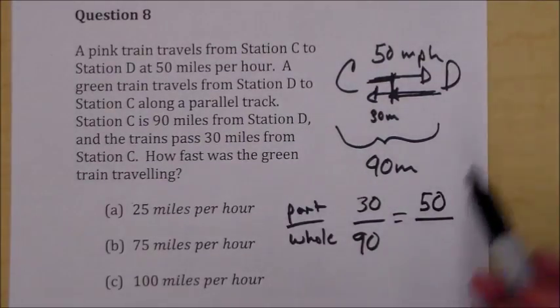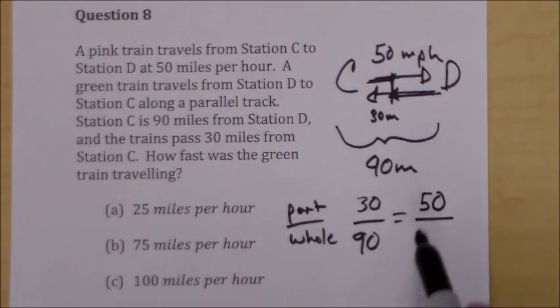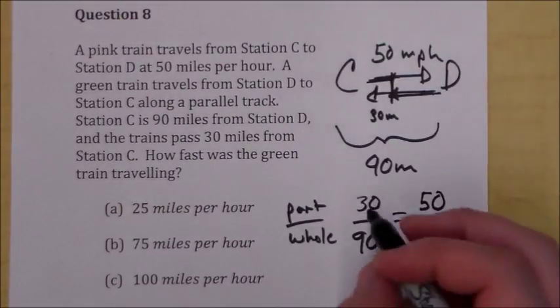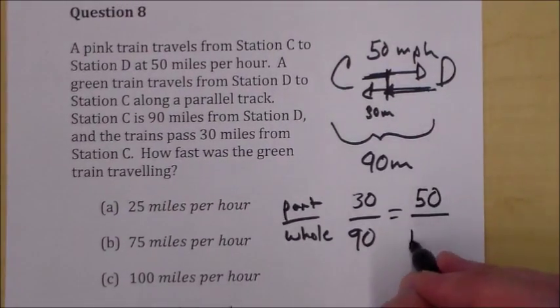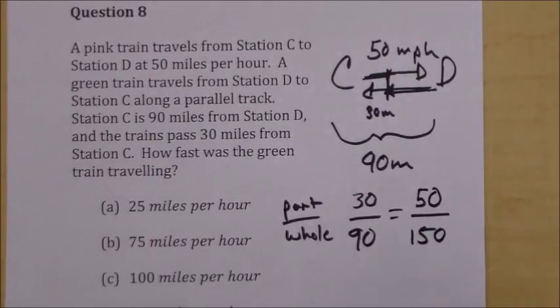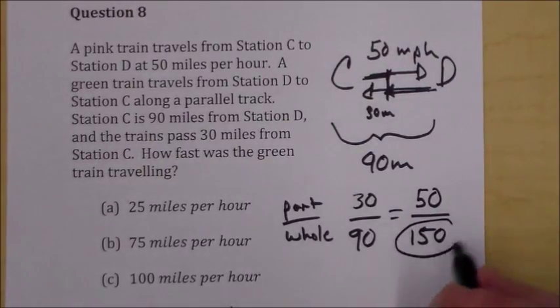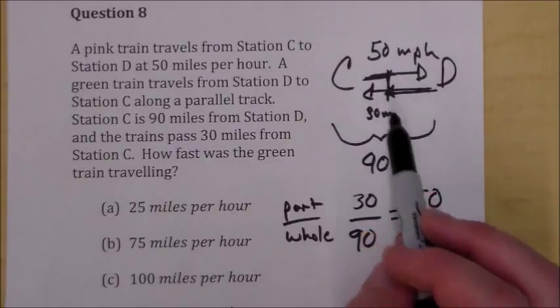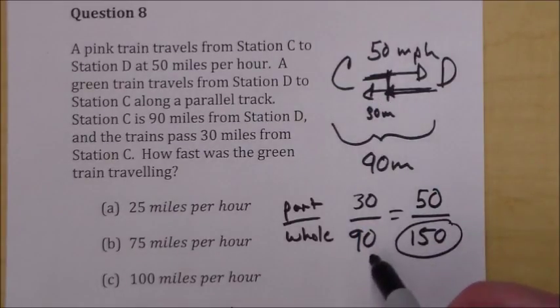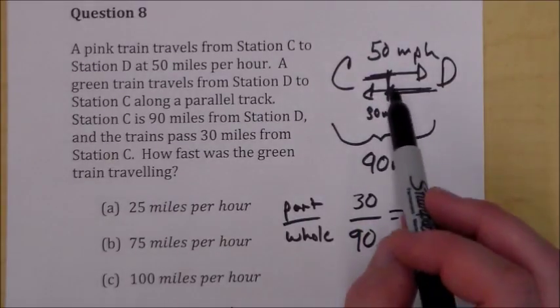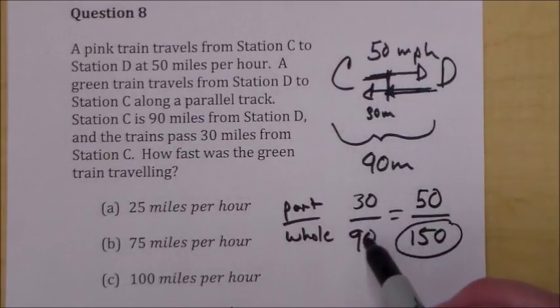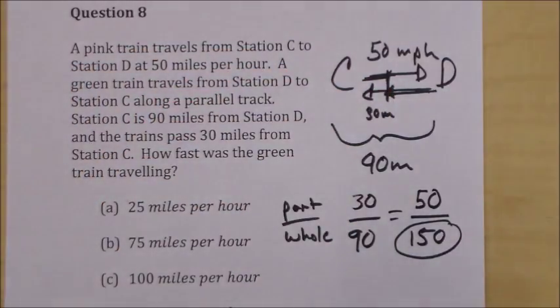So what was the whole speed of both trains traveling together? You can simplify this to 1/3, and that's 5 over 15, or 5 over 150. You can cross multiply if you need to, but 150 is going to be the whole speed. Think about it. If this guy traveled 30 out of 90, they traveled 1/3 of the distance. Their speed must be 1/3 of the speed. The total speed of both trains together was 150.